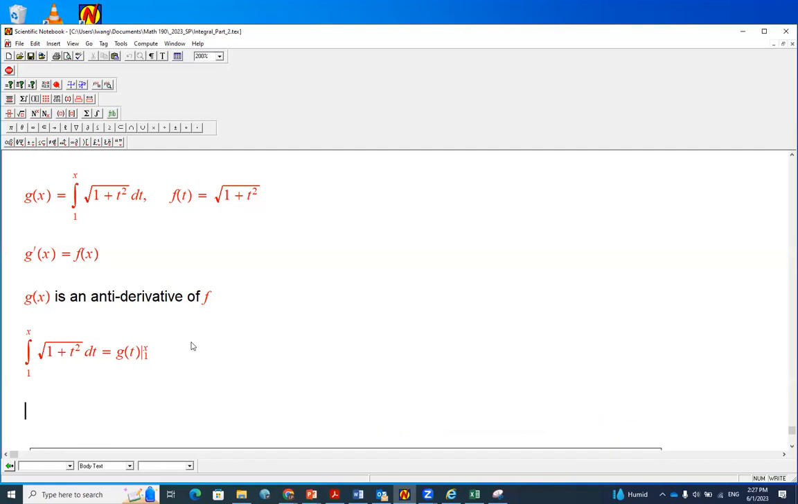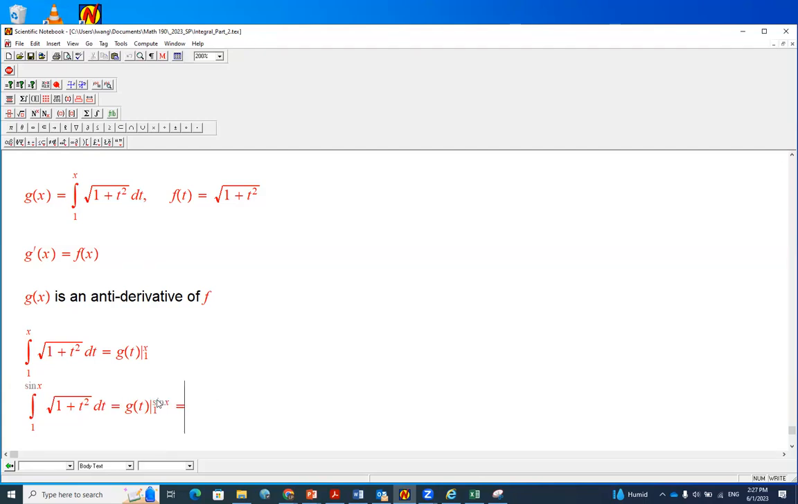And now what if this piece is from 1 to sine x? This is 1 to sine x, and that's going to be what? G of sine x subtracting G of 1.